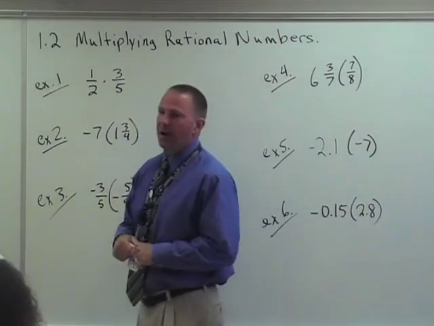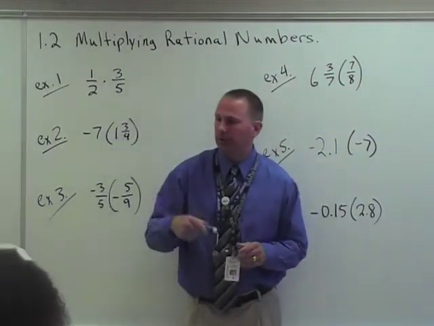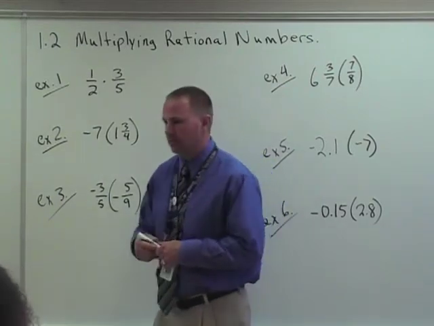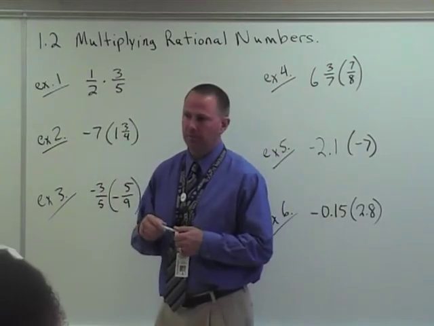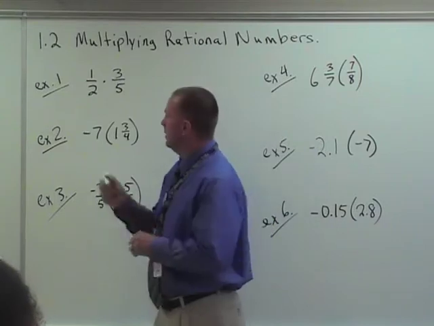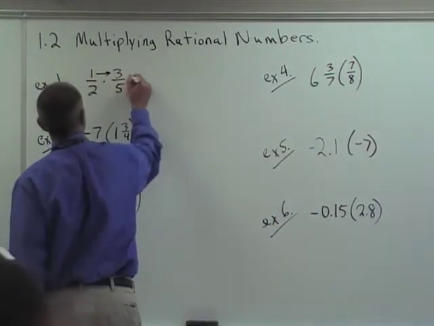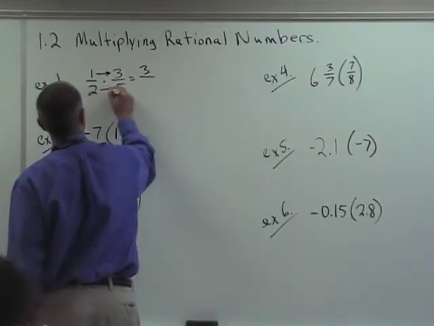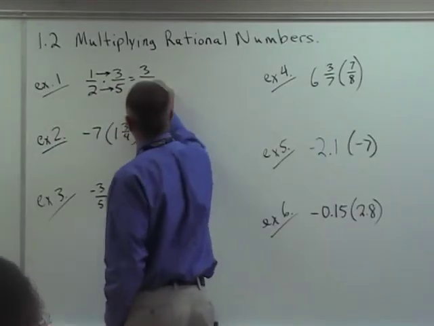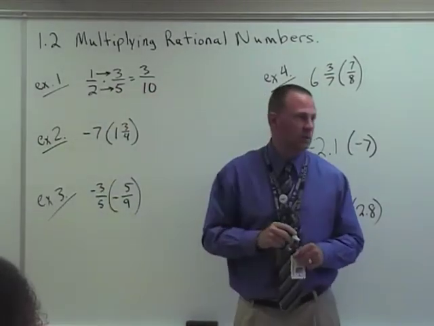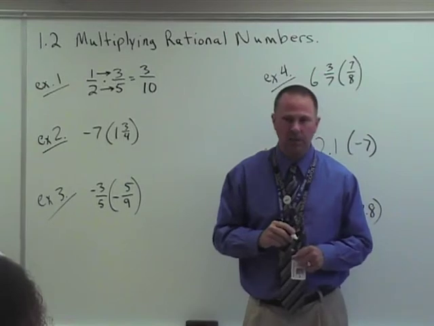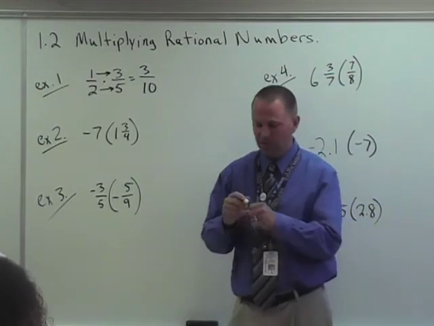How do we multiply fractions together? Parker. Straight across. Top and bottom, just the top, just the bottom? Yeah. So 1 times 3, that's going to be 3. And 2 times 5 is? 10. Is it reduced? No. 3/10? Yeah. 3/10 is reduced.